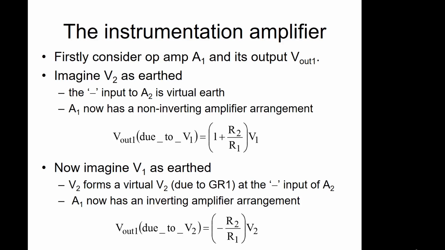So firstly, we consider op-amp 1, and we consider that to have an input voltage, and an output voltage labelled Vout1. And what we're going to do is put a voltage V1 on the input, and we're going to earth the other input V2, so that's going to have a zero potential.